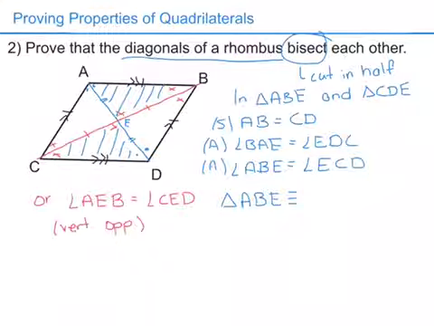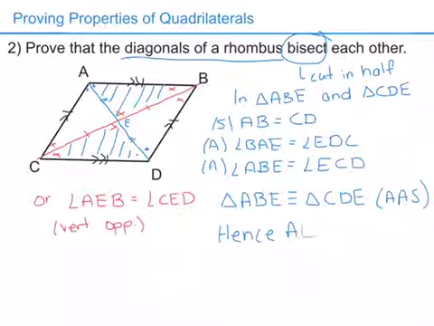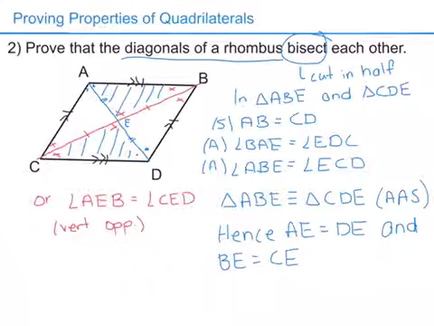So triangle ABE is congruent to triangle CDE because it passes the test AAS, and therefore everything else about them is the same. So that means that side AE is equal to DE in the triangle below it, and side BE is equal to CE, hence showing that our diagonals cut each other in half and therefore proving our property.